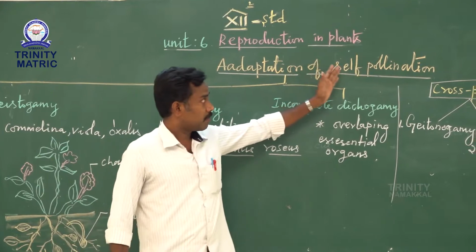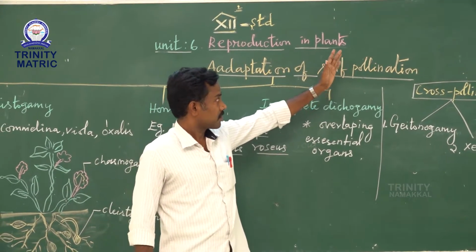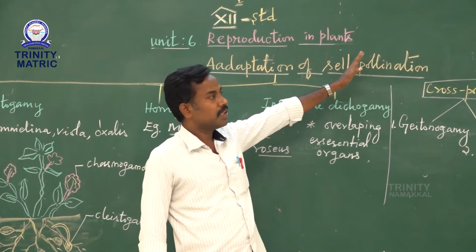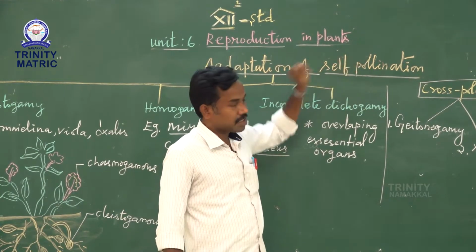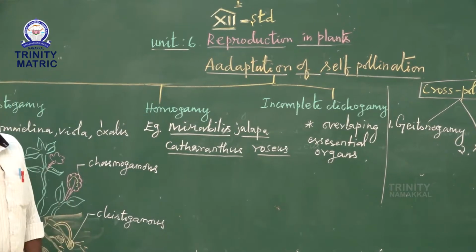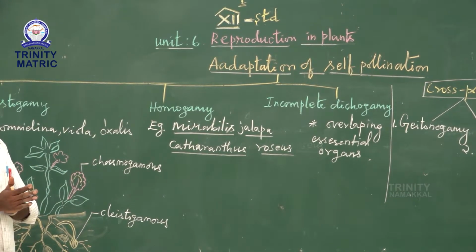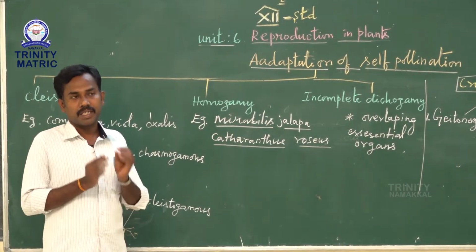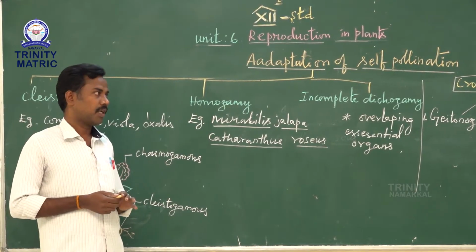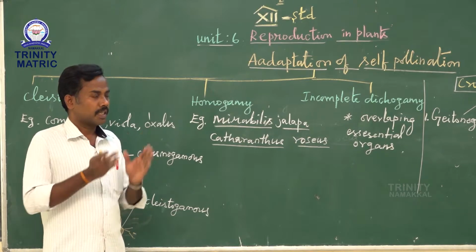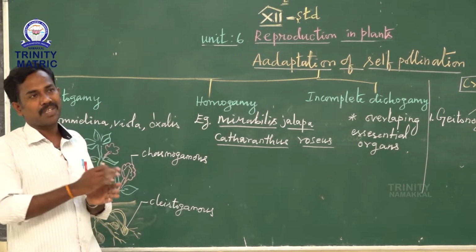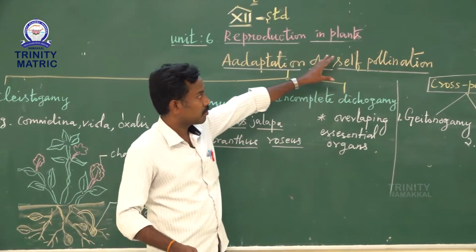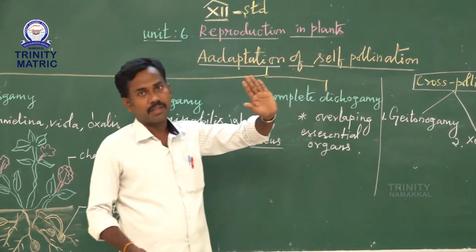Self pollination is possible only in some bisexual flowers, not in unisexual flowers. Bisexual means both male and female reproductive organs are seen in the same individual flower. Unisexual means the male and female reproductive organs are seen in separate flowers. That is called a unisexual flower. So self pollination is possible only in bisexual flowers, not in unisexual flowers.